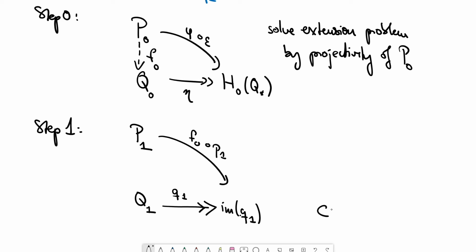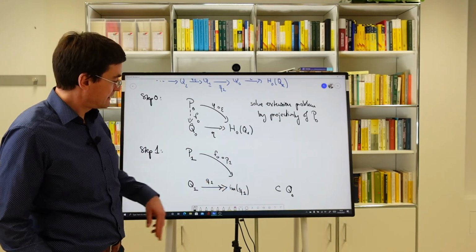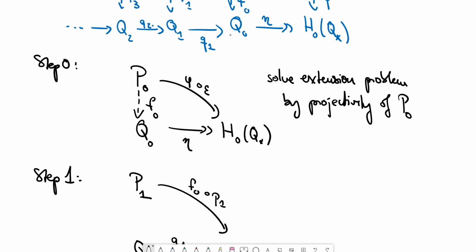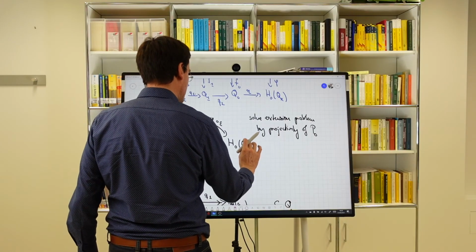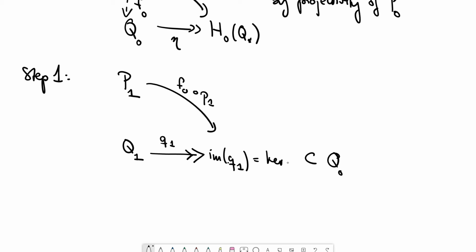So this is in Q0. Okay, so a priori this map goes to Q0. I'm claiming it actually lands in the image here. To check that, I can use the knowledge that this is the kernel of eta. So it is easier to check that it lands in the kernel of eta. And then solve this and declare it to be F1. So that's how we proceed.